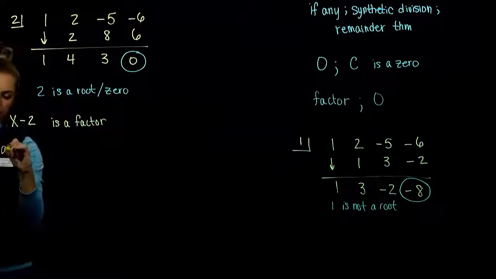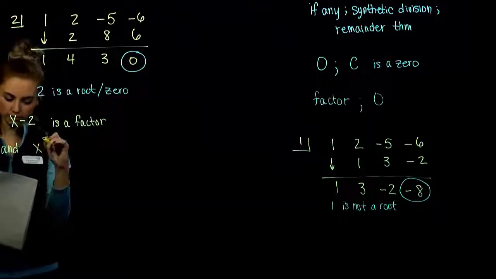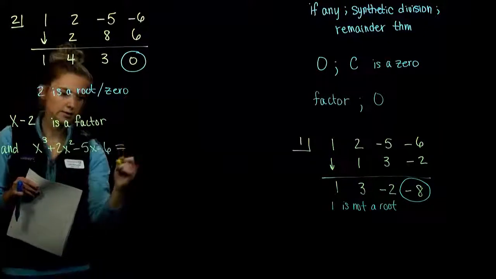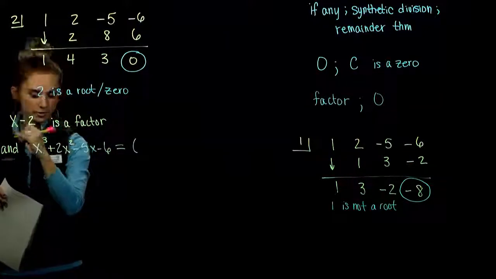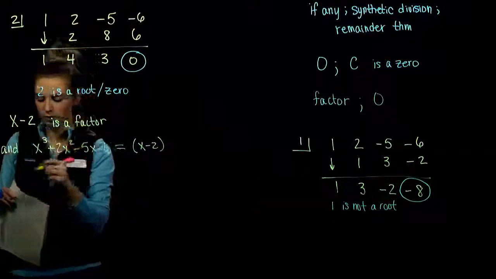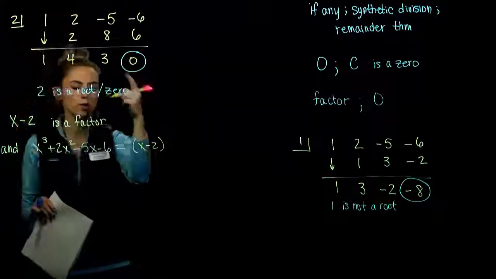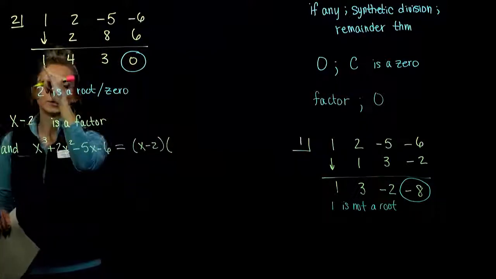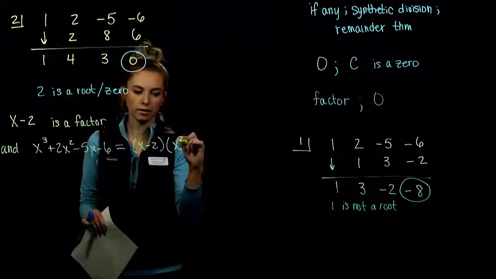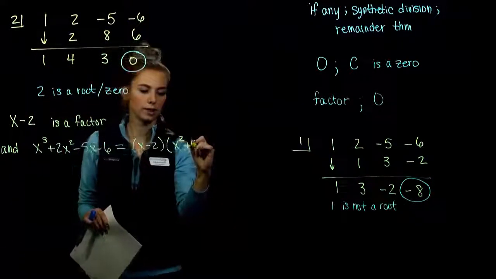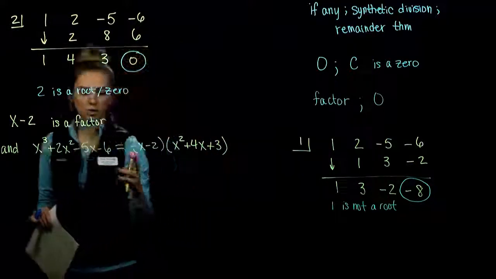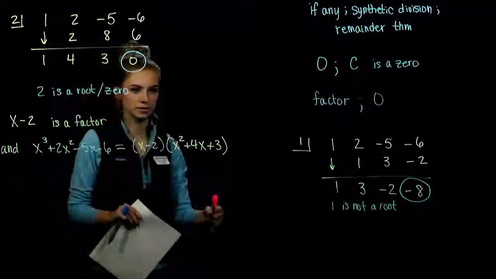So we know, and our original, this is what we started with, x cubed plus 2x squared minus 5x minus 6, it's going to be equal to what? Well, my first factor, x minus 2, since I know that 2 was a root, and what polynomial is left over since we factored that out. So always one power less than what we started with. So we've got x squared, and what's next? 4x and 3.